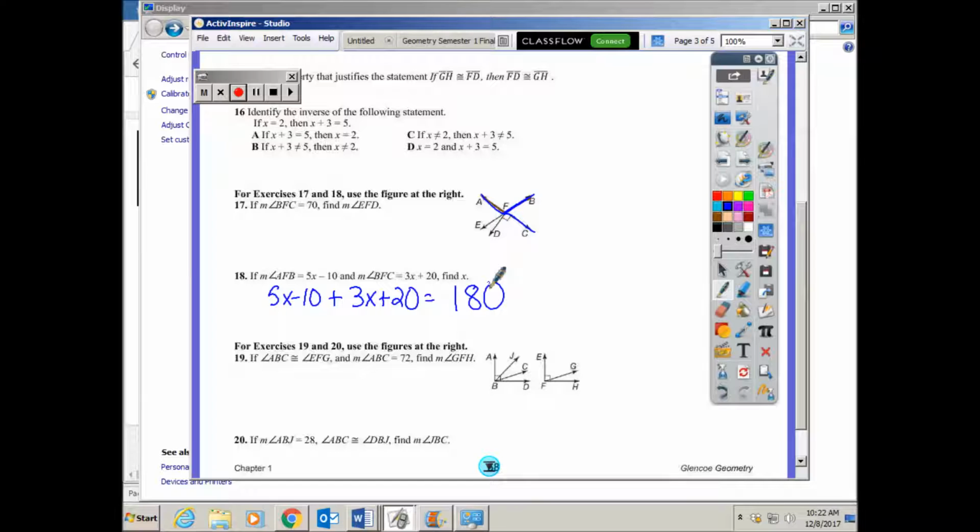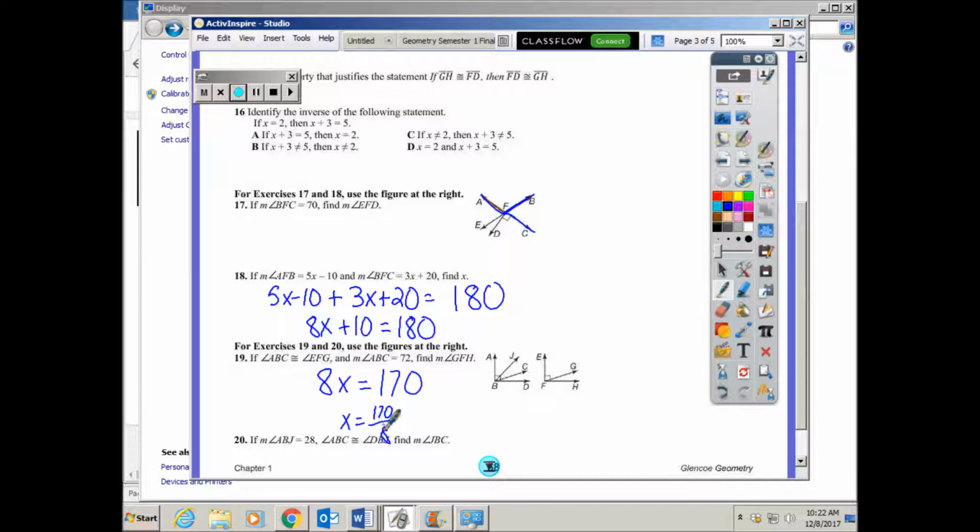5x plus 3x is 8x. Negative 10 plus 20 is positive 10, equals 180. I subtract 10 from both sides. I get 8x equals 170, or x equals 170 over 8.